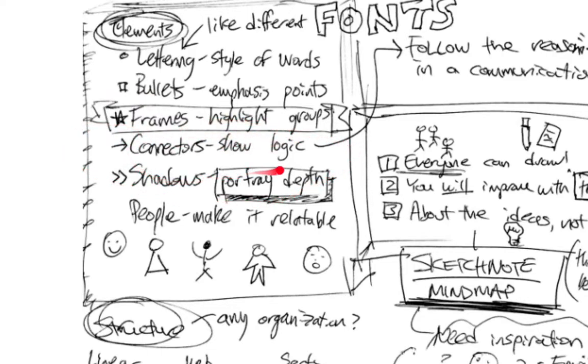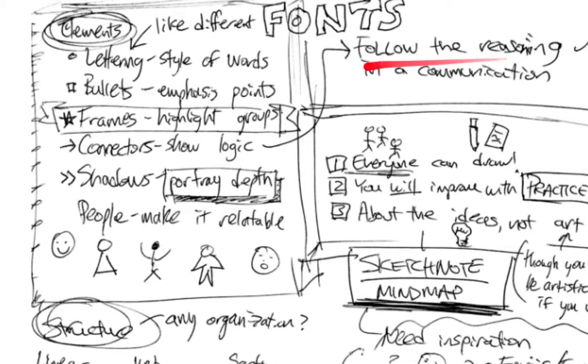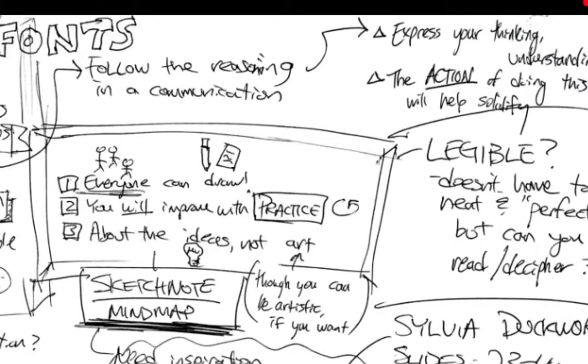Connectors. This is very important. Typically use sort of a line and an arrow, but it helps you to follow the reasoning in communication. You can also use shadows, and that portrays depth. And having sort of items that connect it with people, because ultimately you're connecting and communicating with other people. Okay, let's keep going. Let's follow this reasoning.